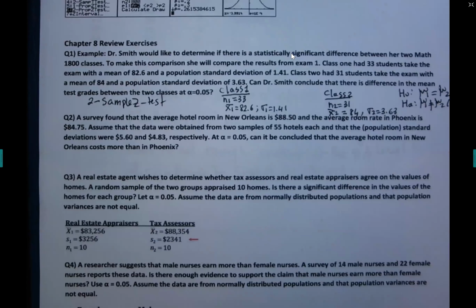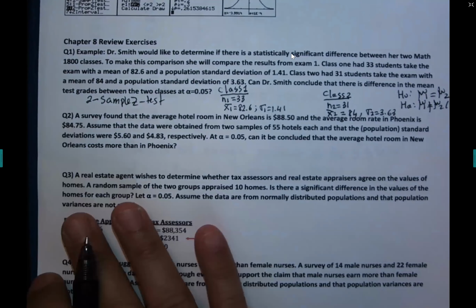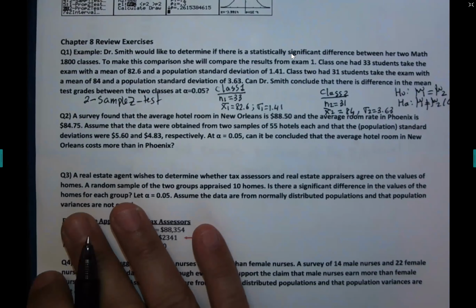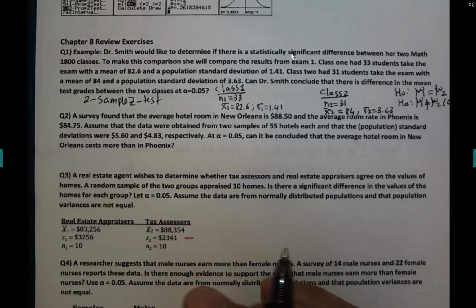Number 2. A survey found that the average hotel room in New Orleans is $88.50, and the average room rate in Phoenix is $84.75. Assume that the data were obtained from 2 samples of 55 hotels each, and that the population standard deviation, see I put it between parentheses, were $5.60 and $4.83 respectively. At alpha equals 5%, can it be concluded that the average hotel room in New Orleans cost more than in Phoenix? So we have New Orleans, which is set 1, and then Phoenix set 2.